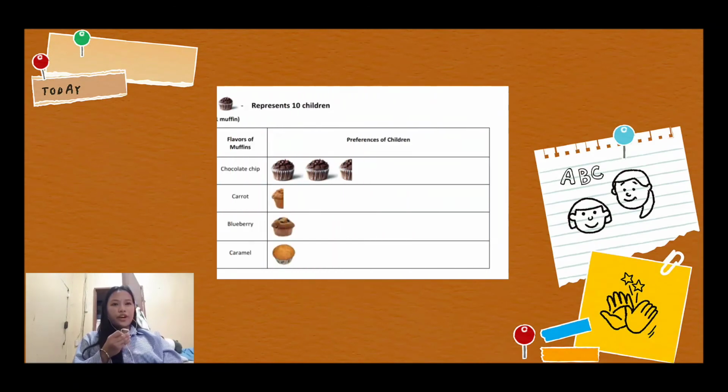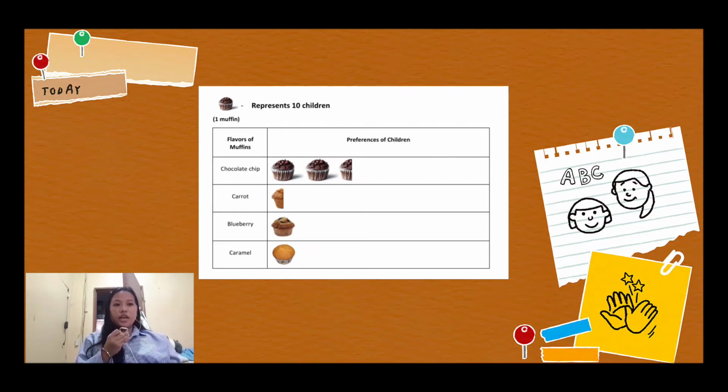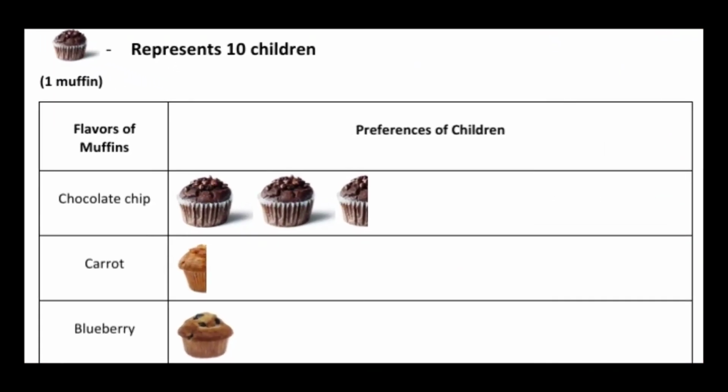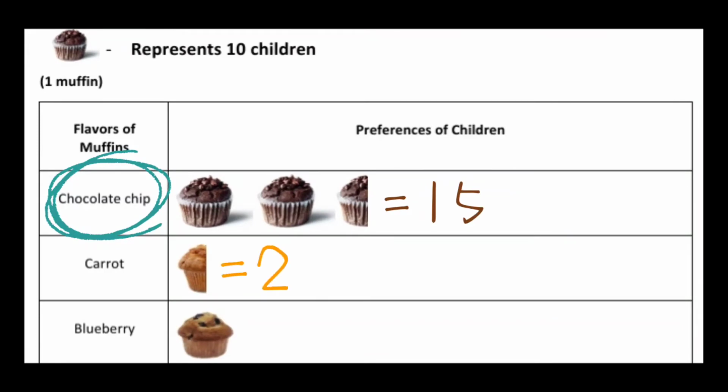We can see in the graph are the flavor of muffins and the preferences of the children. Presented in the graph is the result of the children's preferences, since it says here that one muffin is equivalent to 10 children. It can also be gleaned that if we add and count the result of the chocolate chip muffin, it got the favor of 15 children, which means that the chocolate chip muffin is the tastiest among all the other flavors. While the carrot muffin only got chosen by 5 children, it means that this is the least favorable flavor among the children.